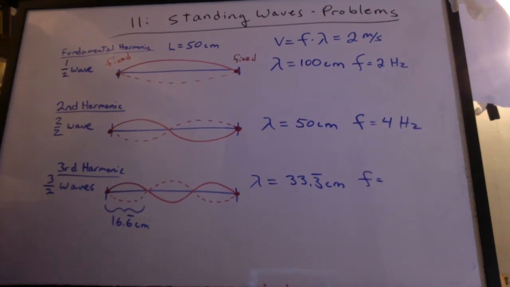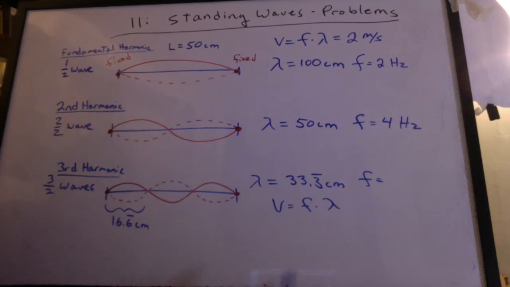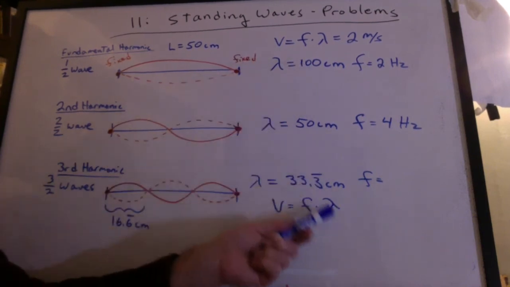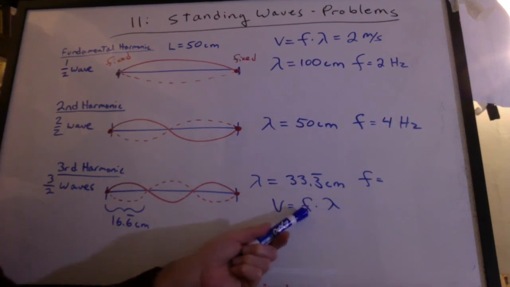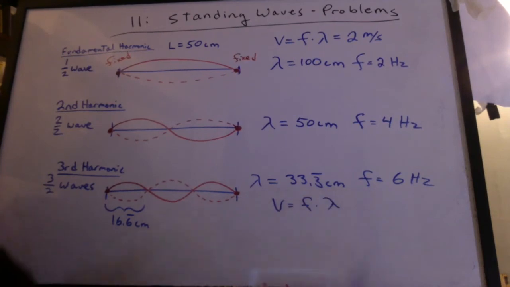Now, can you figure the frequency? Pause the video. That velocity is still the same velocity as we have up here. But what's happened to the wavelength? It was 100, now it's 1/3 of that. That means the frequency has to triple to become 6 hertz.